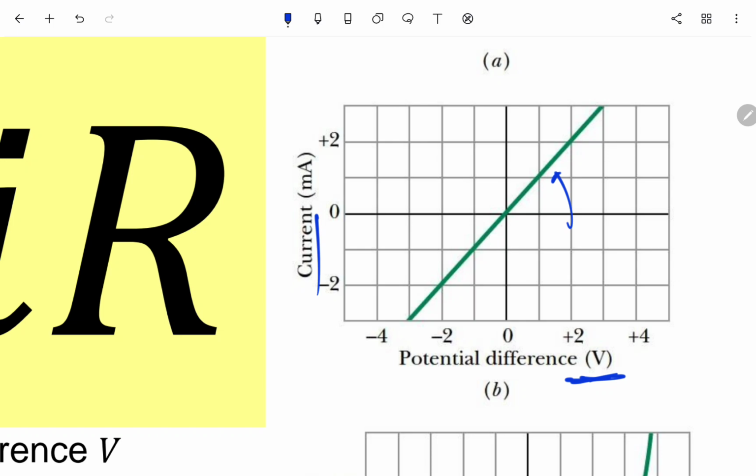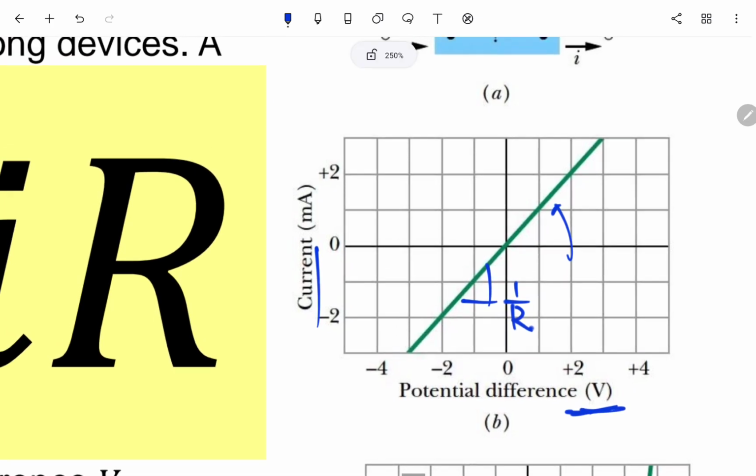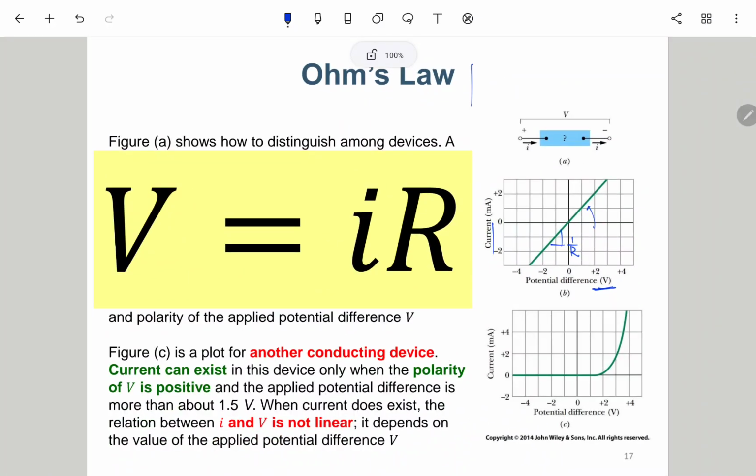straight line. The relationship between the current and the potential difference will be a straight line, and the slope will be 1 over R. If we exchange V and I, and draw it like this, in this case the slope will be R. So it depends on which one is the x-axis and which one is the y-axis.